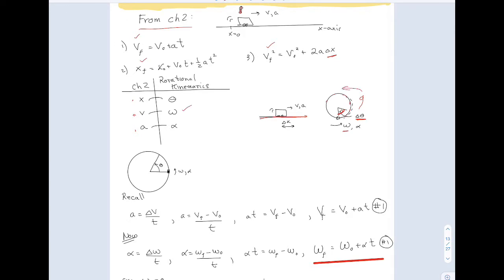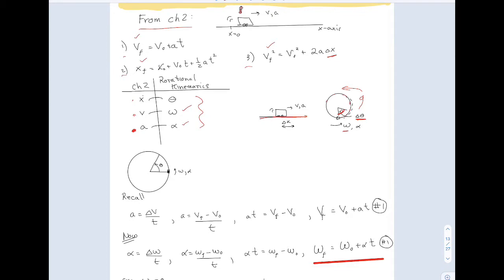And if the spin rate changes, just like the car can speed up, so if the car has an acceleration in a straight line, now I take the straight line, I bend it around the circle, then a, acceleration, gets mapped to its rotational counterpart, alpha, which is the angular acceleration. So we're going to have our equations 1, 2, and 3 again, but now they're going to be written in terms of the rotational variables. So this is what we're going to see.